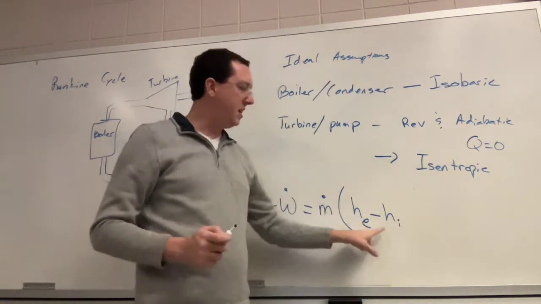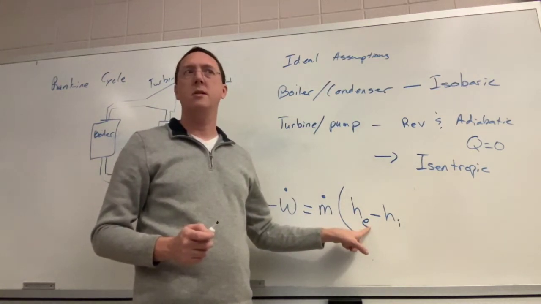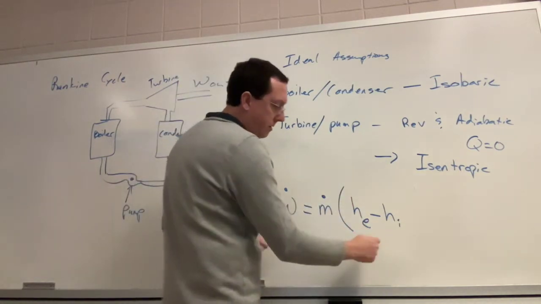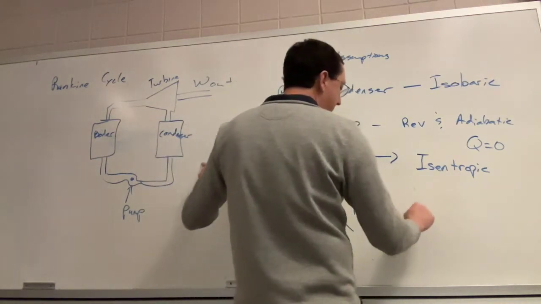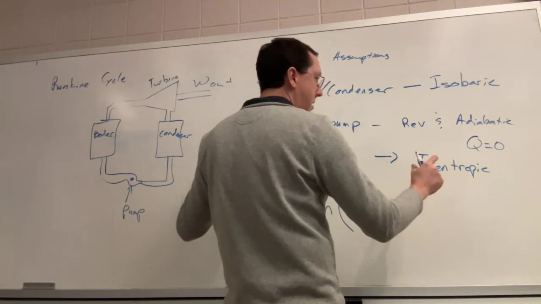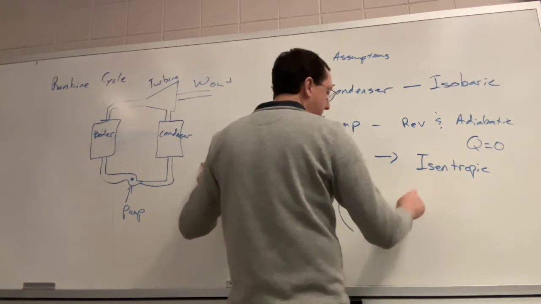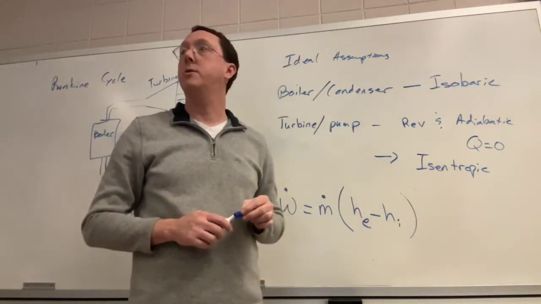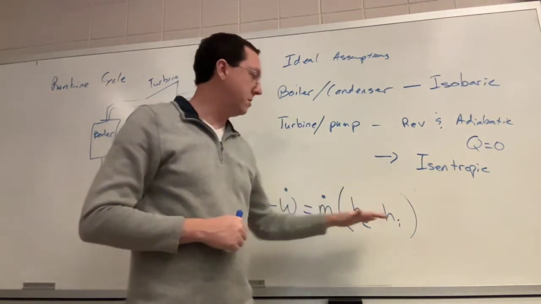Did I use E and I, or did I use out before? Do you remember? Okay. It's leaving, so exit or outlet. And then you also have the change in specific kinetic energy and the change in specific potential energy. But those are all zero for an ideal cycle. They're negligible, so you don't have to worry about the changes in kinetic energy or potential energy for the purposes of applying this equation.